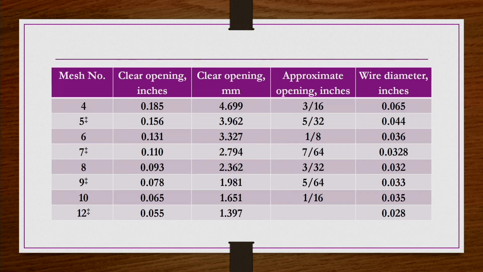Let us say mesh 4 is there. Its opening should be 1 by 4 minus the diameter of the wire that has been used, 0.065.